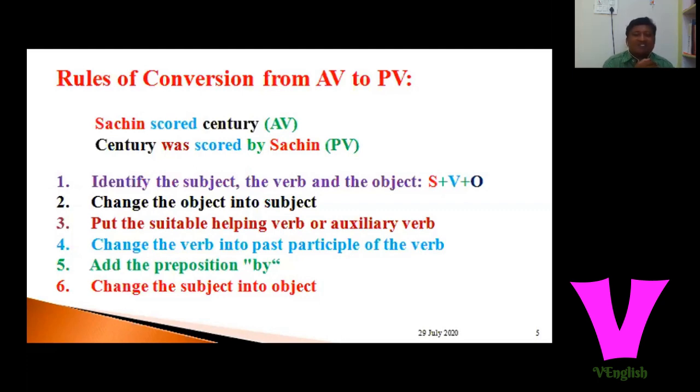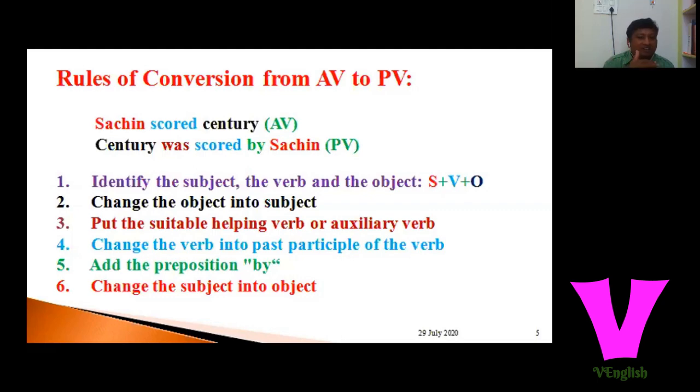This is a sentence in active voice because here the subject is performing the action. Sachin scored. Who scored? Sachin scored. And what is the result? Century. He scored a century, he achieved it. Then Sachin is the subject. Scored is V, verb. Century is an object. This is an active voice.